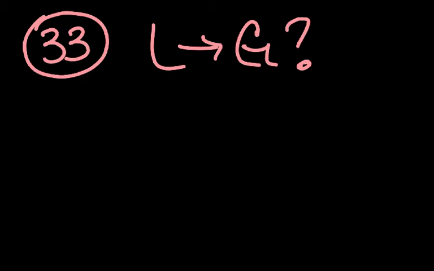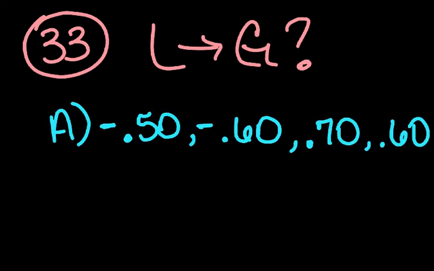Number 33 says which set of real numbers is in order from least to greatest. Make sure on the test you underline the words least to greatest, highlight them, put arrows going towards them, circle them, whatever it takes for you to remember that you need to go in order from least to greatest. Because a lot of times they're going to have it going both ways, greatest to least and least to greatest, to make sure you pick the right one. All right, let's look at A.